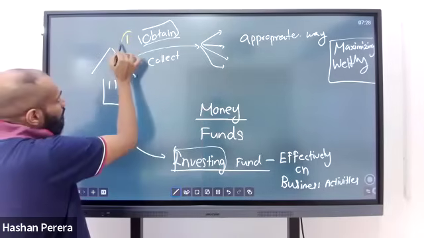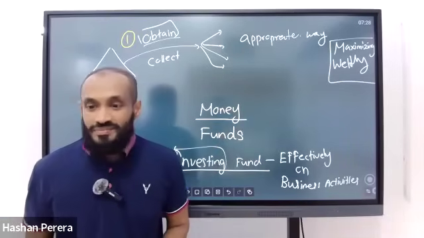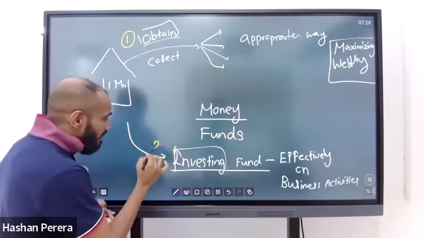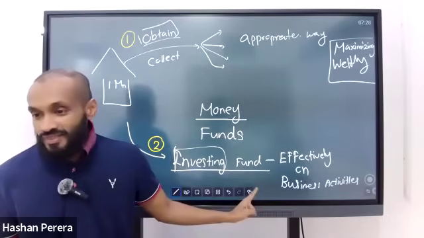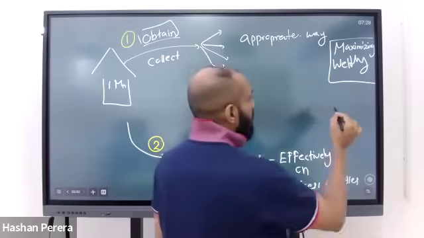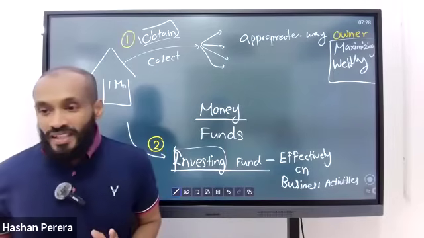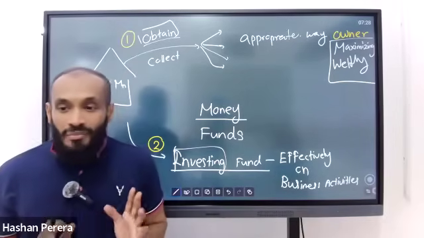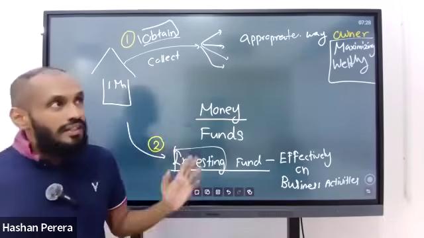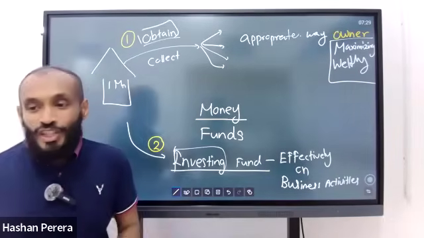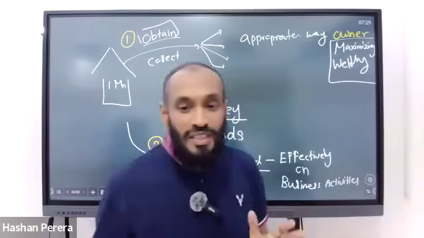Now you have to obtain funds from the most appropriate ways. Clear? And investing these funds effectively on business activities. Clear? And finally, you want to make sure the owner's wealth is maximized. Our final objective or the aim of financial management is to maximize the owner's wealth. And everything we are doing relevant to these 3 points is what you know as financial management. So the financial management is the process.